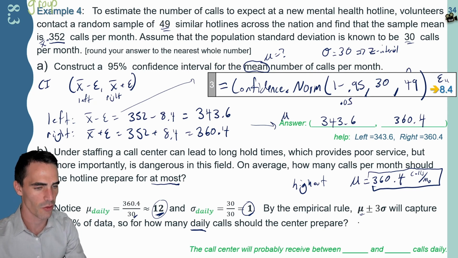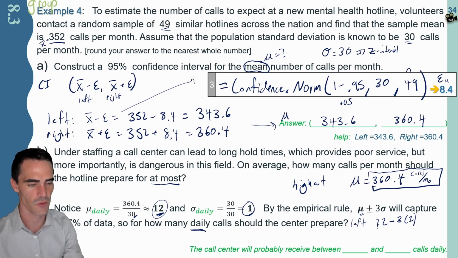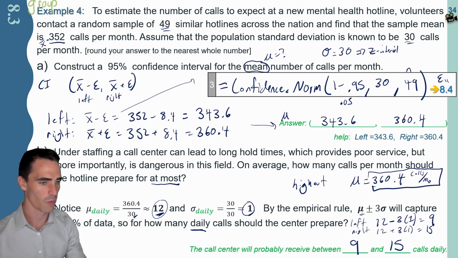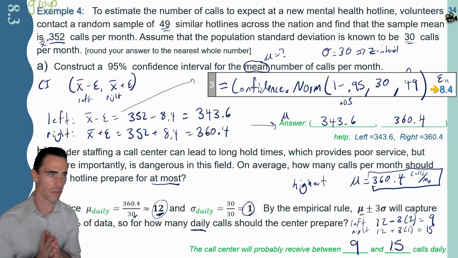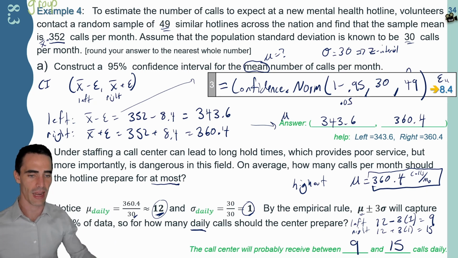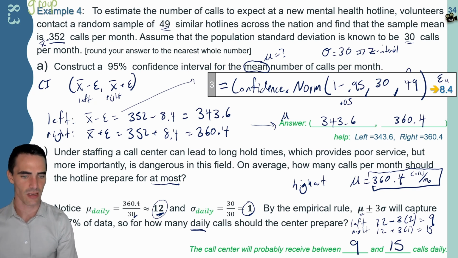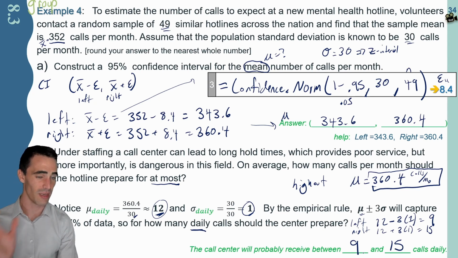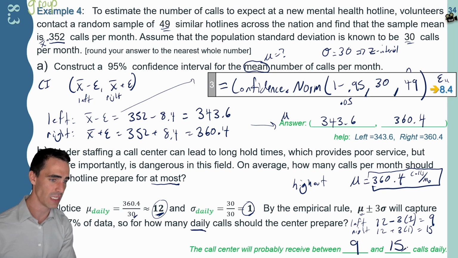So we have plus or minus, we've got to do them both. I'll look at the smaller one first. That should be the mean, 12, minus 3 times the standard deviation, which is 1. So this is just 12 minus 3, which is 9 calls per day. And on the high end, the right side, that'd be 12 plus 3 times 1, or 15. So again, we're not necessarily concerned about the average, especially as a call center. I want to make sure that when we get a high volume of calls, I'm prepared for that high volume. So really on a daily basis, the call center should prepare roughly between 9 calls per day on the low end, but 15 would be the best.